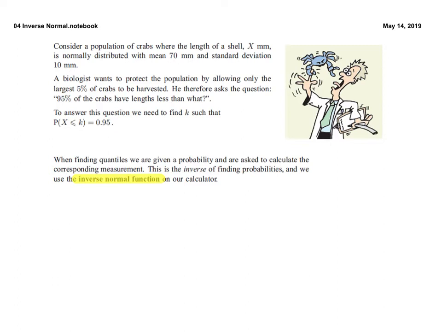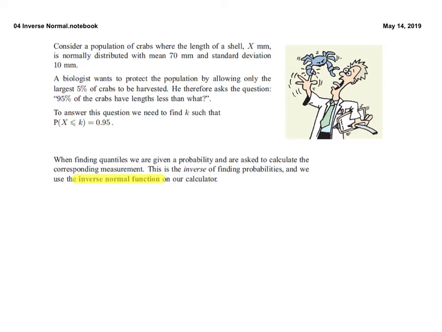So here's an example, not very practical probably, but that's okay. It says consider a population of crabs where the length of the shell, X, is normally distributed. That means it's a bell curve, with an average or a mean of 70 and a standard deviation of 10. A biologist wants to protect the population by allowing only the largest 5% of crabs to be harvested.